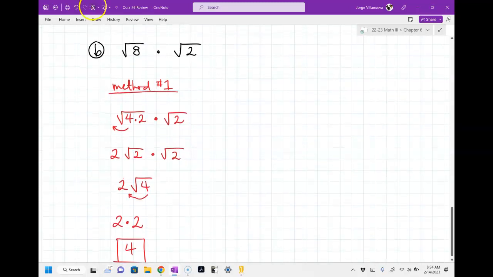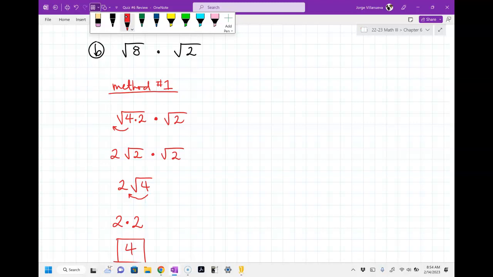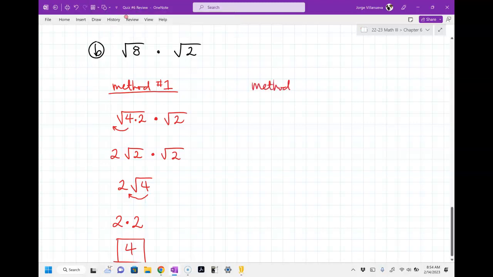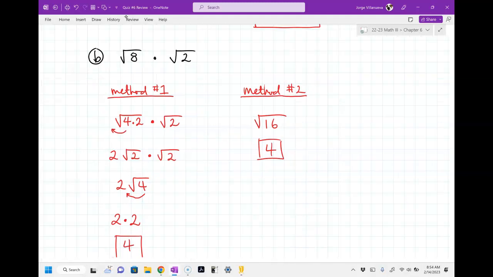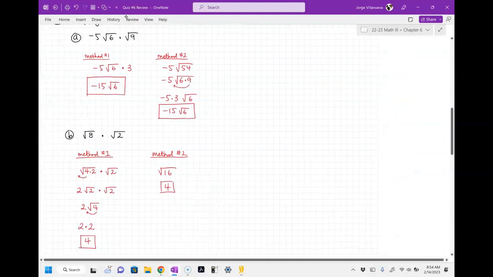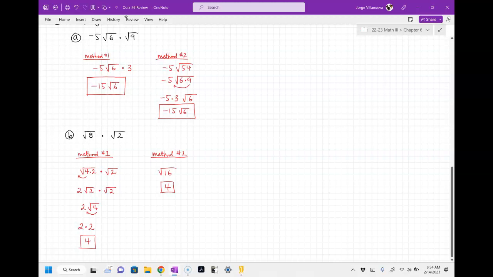All right, method 2. What if I don't break it down first and I decide to multiply first? Well, what's the square root of 8 times the square root of 2? It's the square root of what? 16. And what's the square root of 16? It's just 4. Then I'm done. But I want you guys to notice, sometimes it's beneficial to break it down first. Sometimes it's beneficial to just multiply.